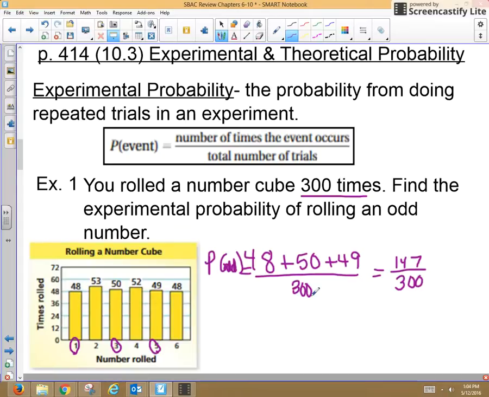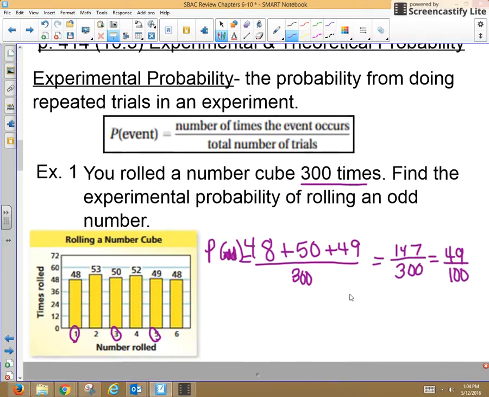Okay, welcome back. This is part 2 of chapter 10. As we had finished solving this example for the experimental probability, I just wanted to make a note that this can be reduced. And you can reduce it down by 3, and you get 49 over 100, or 49%. So you might want to add that to example 1 since it was not completed.